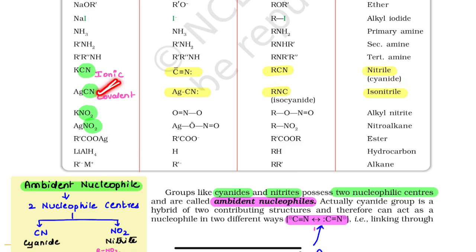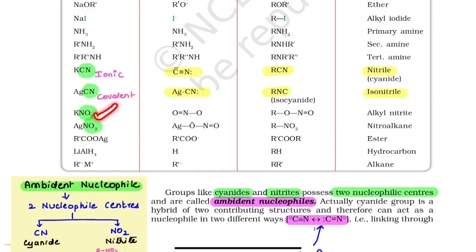Whereas silver cyanide is covalent in nature. Therefore, it will not break as Ag plus and CN minus. So here now nitrogen will be having lone pair of electrons. So this nitrogen will attack the R group. As a result, RNC will be formed. So nitrogen will be forming bond with R. Then if it is NC, it is called as isonitrile.